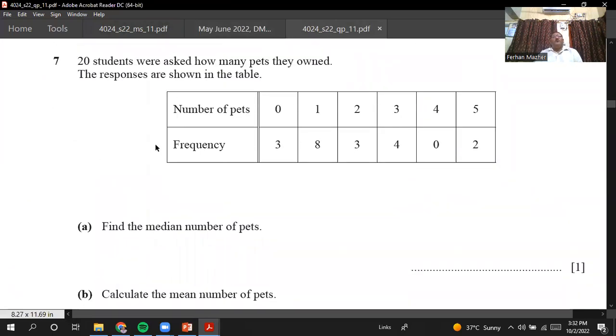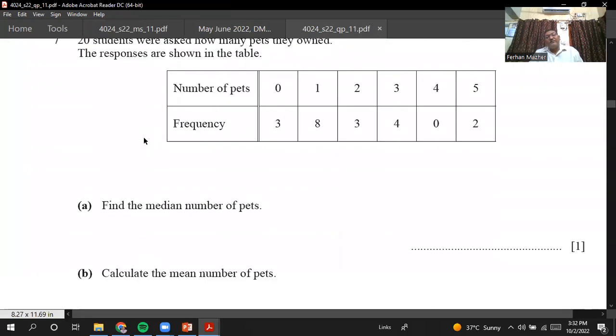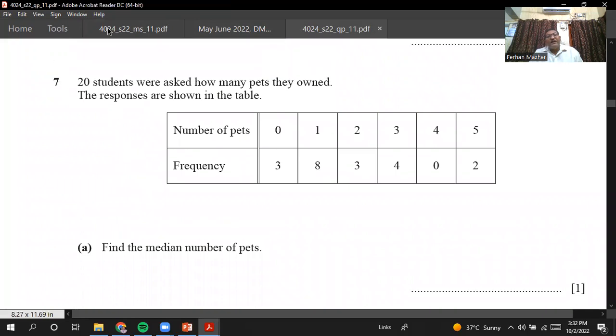It says 20 students were asked how many pets they owned. The responses are shown in the table. So number of pets 0, 1, 2, 3, 4, 5, and the frequency 3, 8, 3, 4, 0, 2. He says find the median number of pets. And then he says calculate the mean number of pets. Okay, median and mean we have to find out.